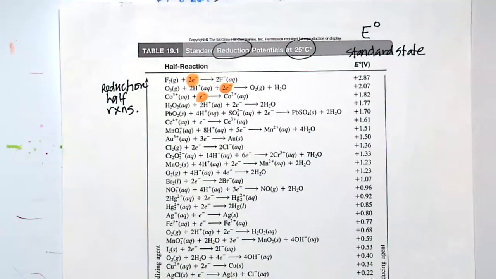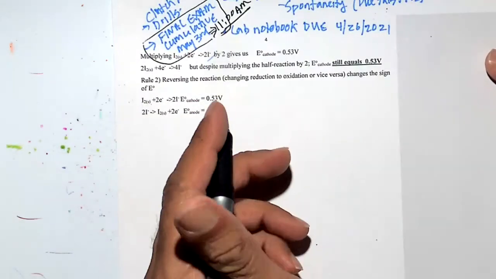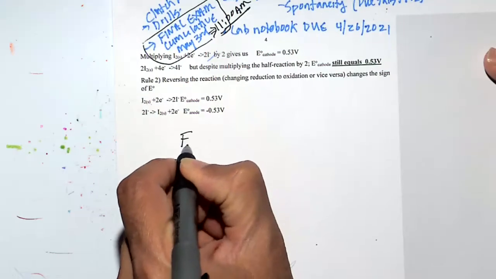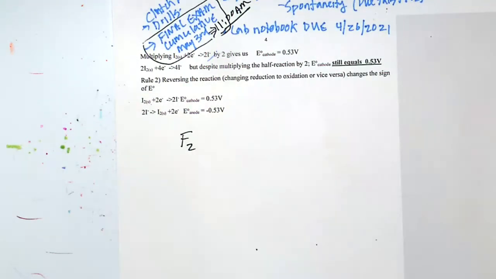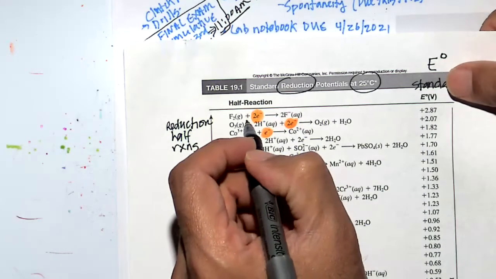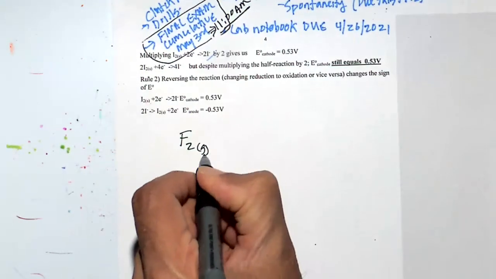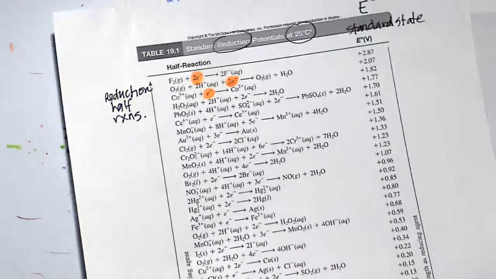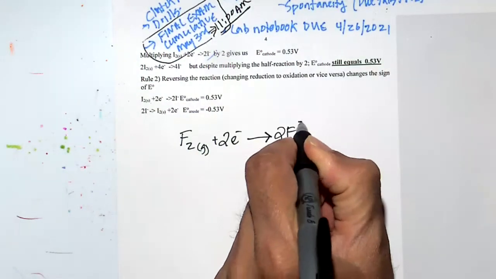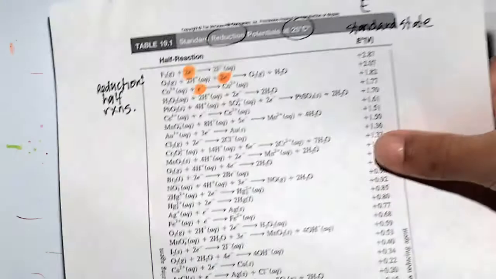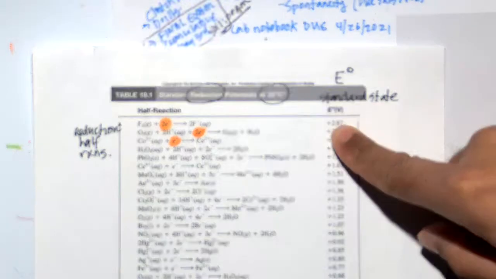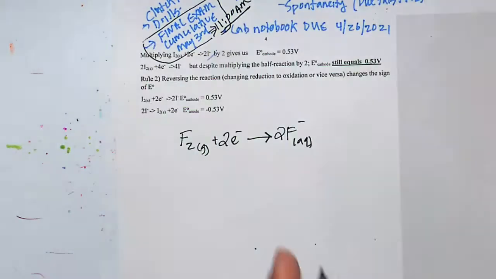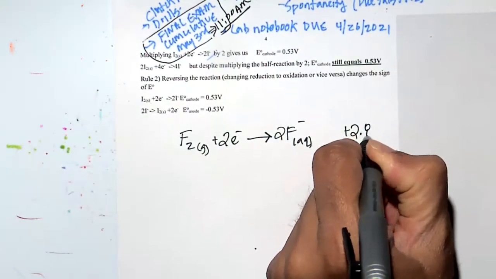The next important point I want to tell you, let's just put it here on this white sheet. I'll use this as an example. I'm going to just rewrite this: F2 gas plus 2e minus goes to 2F minus. And that has a voltage associated with it of plus 2.87 volts. Positive 2.87 volts.